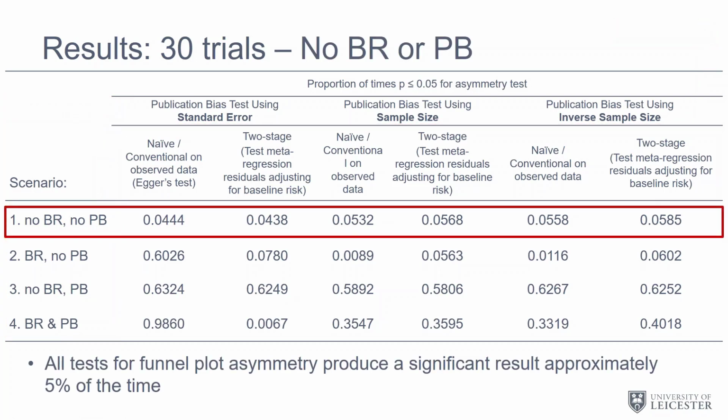So if we consider scenario 1, where we had no baseline risk interaction and no publication bias, then all 6 approaches to testing have produced a similar result for the funnel plot asymmetry, showing that it was significant approximately 5% of the time. And that is as we would expect to see by chance alone. So all 6 methods here are behaving in the way that we would have expected.